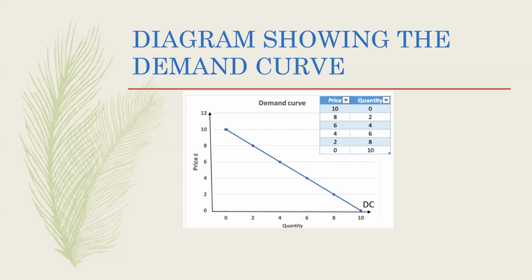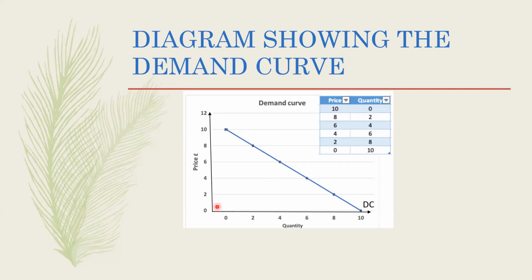You all seeing that this curve is downward sloping? It is downward sloping from left to right. This curve is downward sloping. That's one mark already in that exam. We have our axes here.